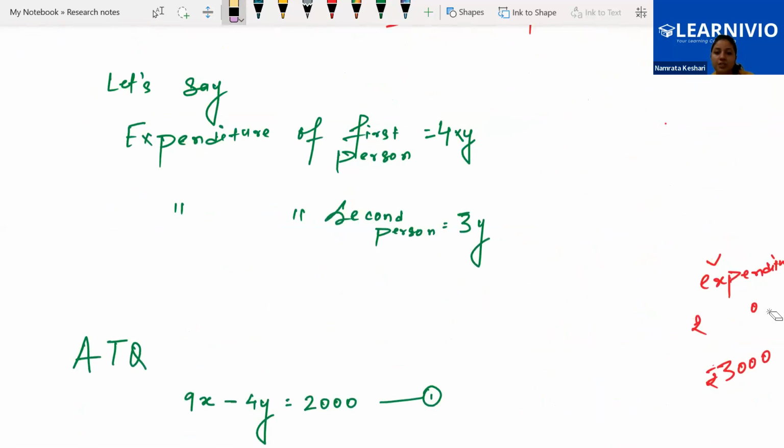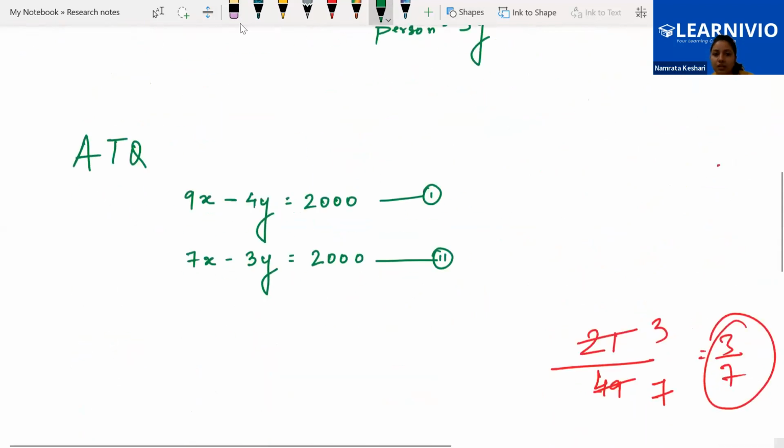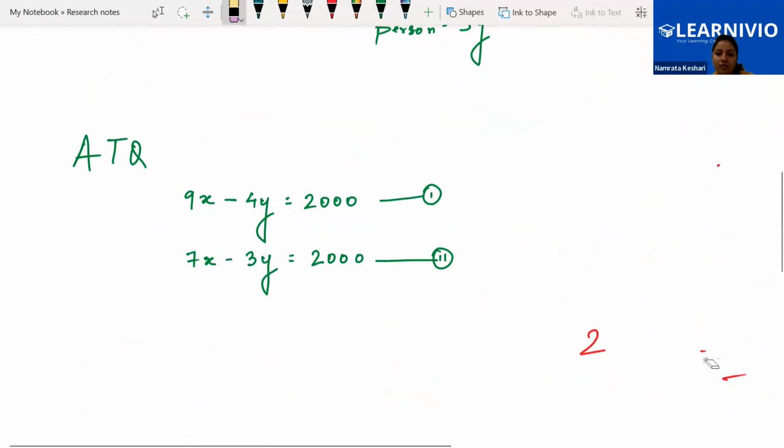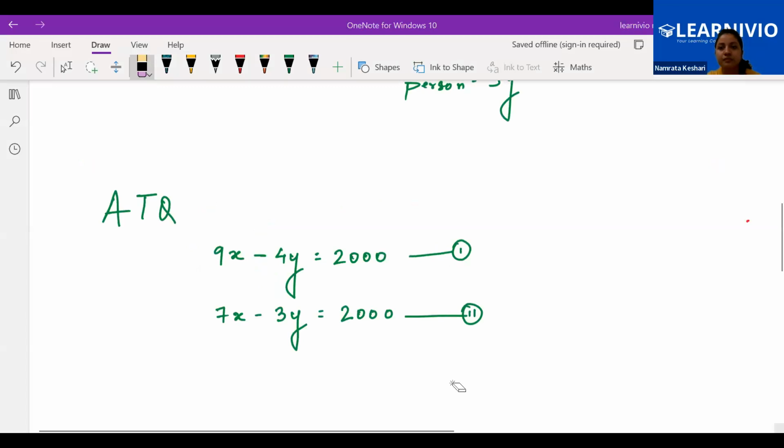Any idea how to proceed over here? Once we have these two equations, how to eliminate any one of the variables? In equation number 1, we can multiply by 3. We can eliminate by multiplying the equations.